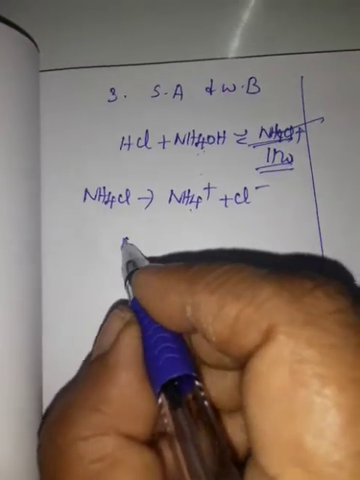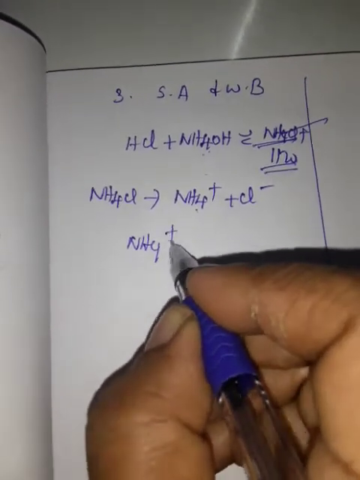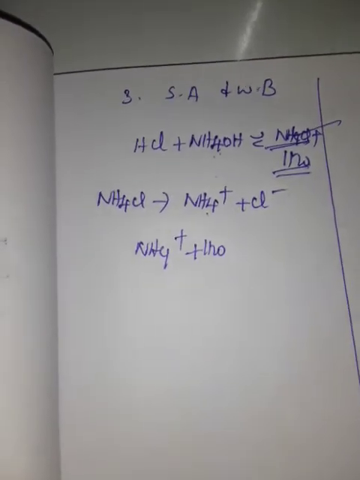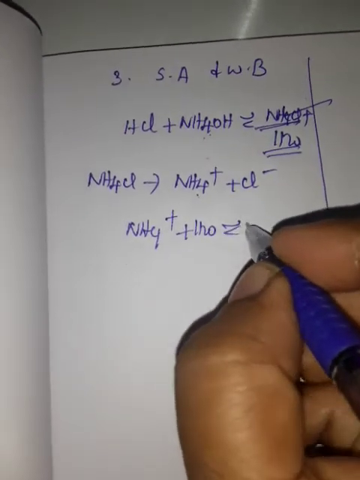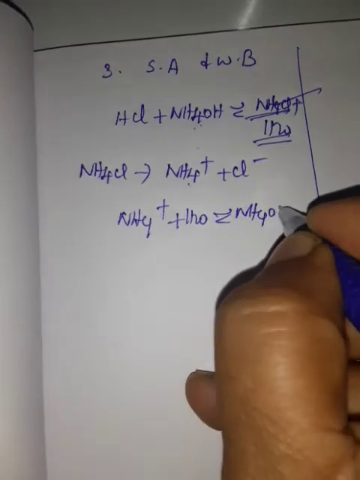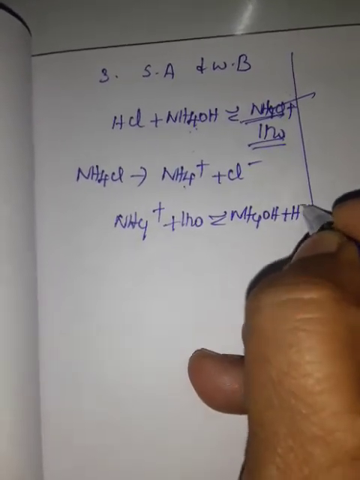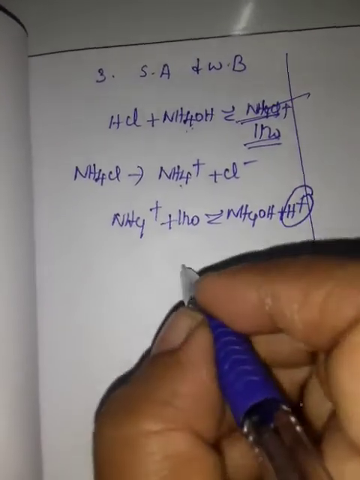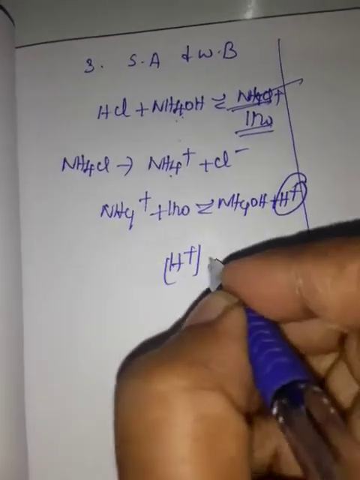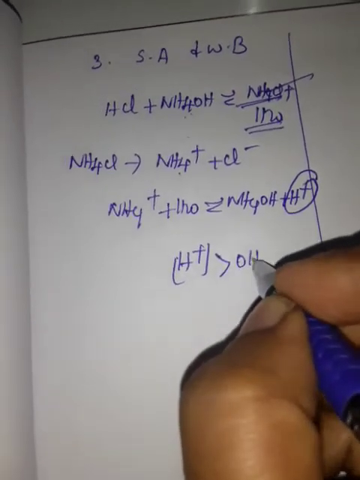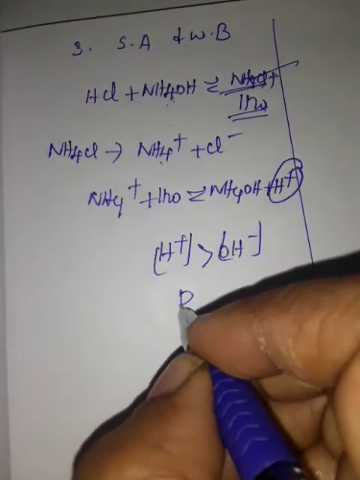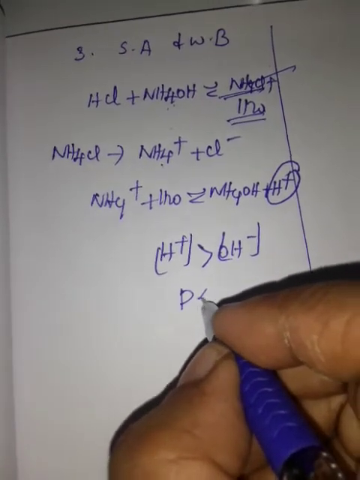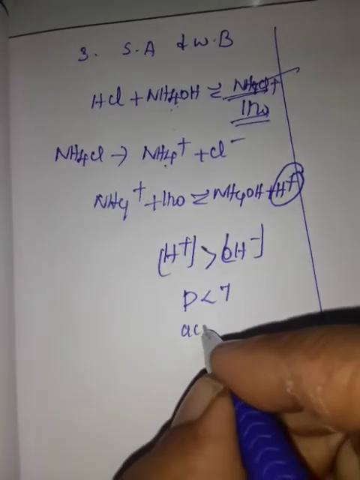So NH4+ reacts with water to give NH4OH and the remaining H+. So here H+ concentration is greater than OH- concentration, so pH is less than 7. The solution is acidic.